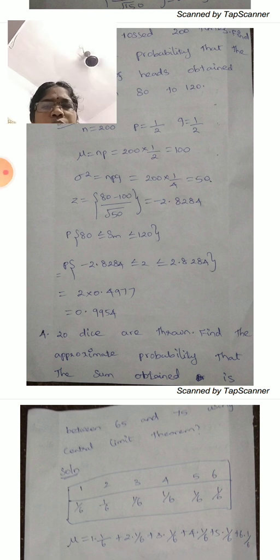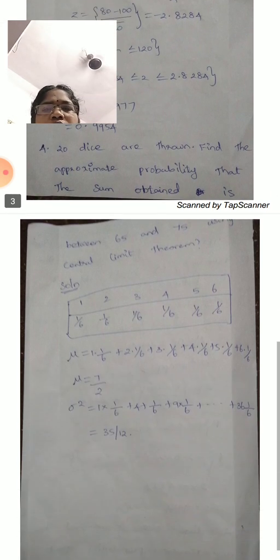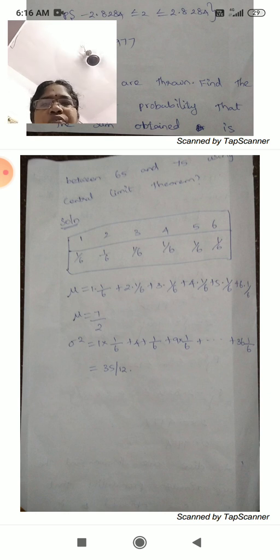And then one more problem is, 20 dice are thrown. Find the approximate probability that the sum obtained is between 65 and 75 using the central limit theorem. Here a die is tossed. We take x values 1, 2, 3, 4, 5, 6, and the probability of each is 1 by 6. Already we know mu equal to what?